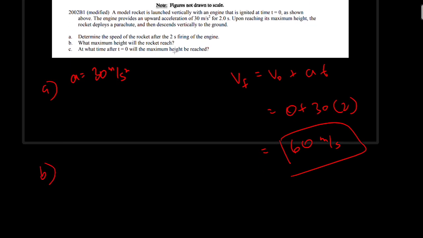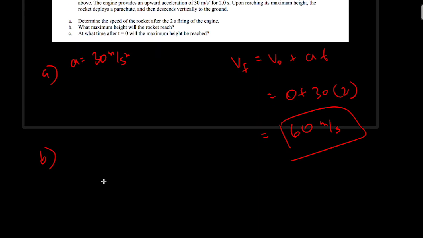Part B says, what maximum height will the rocket reach? Okay, so we know that over time, the first 2 seconds are going to be acceleration. So we know that our final velocity after the 2 seconds of acceleration is going to be 60.